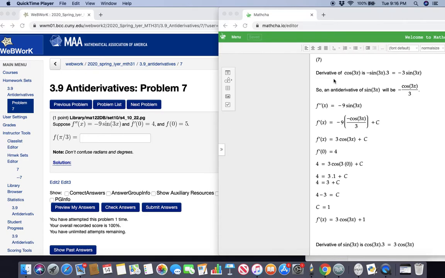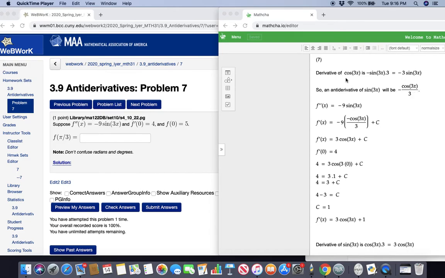So let me recall the derivative of cosine. What is the derivative of cosine? So cosine of 3x, this is a chain rule. The derivative of cosine is negative sine 3x, and then go inside, take its derivative. That fetches me a times 3. So in all, the derivative of cosine 3x is negative 3 sine 3x. In other words, for the antiderivative of this, I have to divide by negative 3, you see. So the antiderivative of sine 3x will be negative cosine 3x over 3.